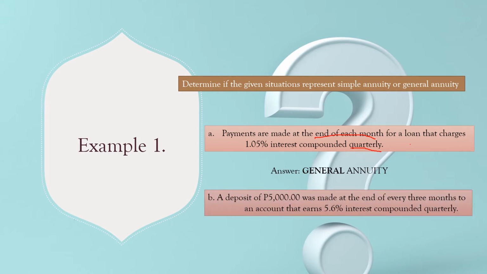Next is a deposit of 5,000 made at the end of every 3 months to an account that earns 5.6% interest compounded quarterly. So what we have here is at the end of every 3 months, and it is compounded quarterly. Every 3 months is the same as quarterly. Since they are the same, this situation represents simple annuity.